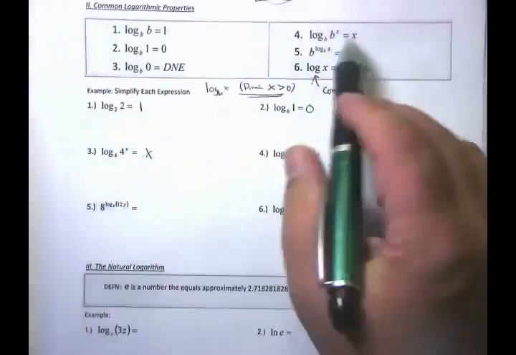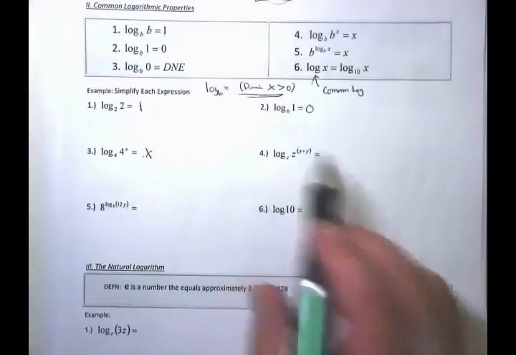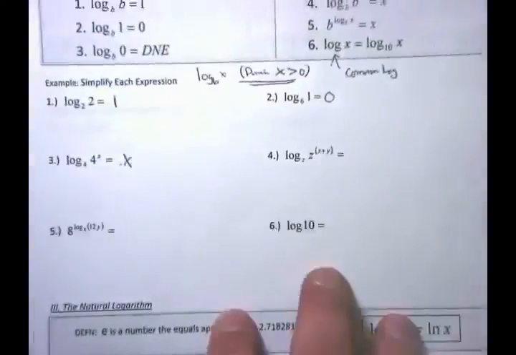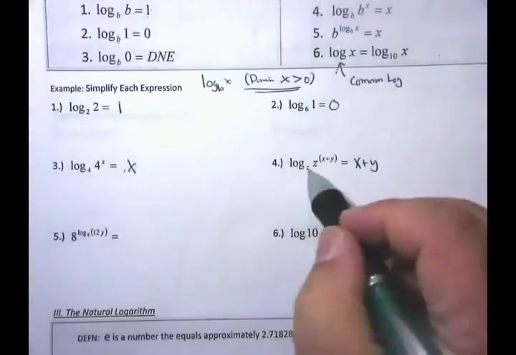What about this one? Log base 4 of 4 raised to the x. Very good. X. That is this property over here. Log base z of z raised to the x plus y. What's that going to be? Very good.